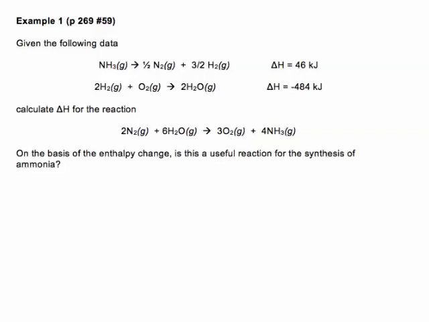Let's apply Hess's law to a problem. This particular problem comes from page 269 in your book. It's number 59. In this we're given the change in enthalpy for two small reactions and asked to calculate the change in enthalpy for a larger reaction that has multiple steps in it. We're then asked to use this change in enthalpy we calculate to decide if this would be an effective way to make ammonia.